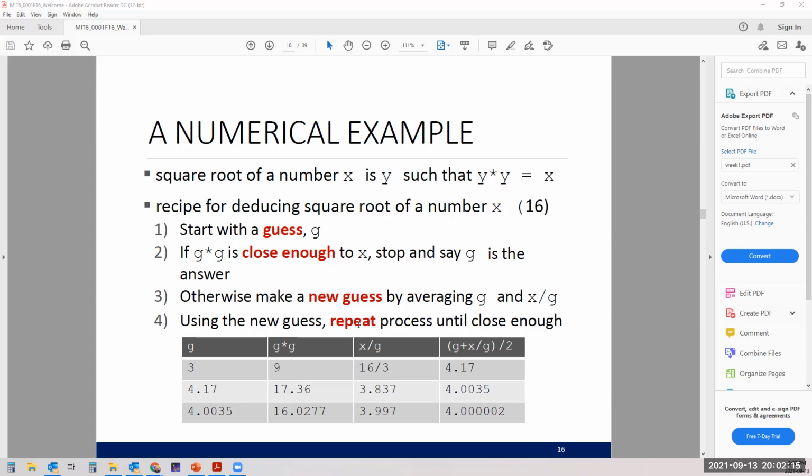Okay, then we guess another number. Since we are below the 16 by g times g, we choose 4.17. So the answer is 17.36. x over g is 3.837, and g plus x over g divided by 2 is 4.0035. And based on the instruction, this is still a bit far from the required answer. 17 is way more than 16.